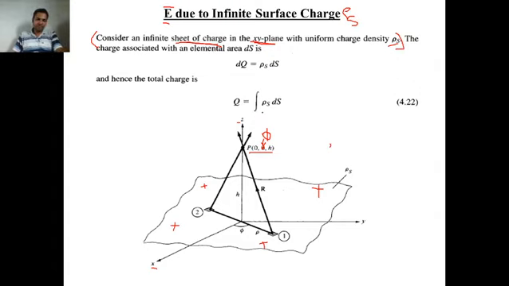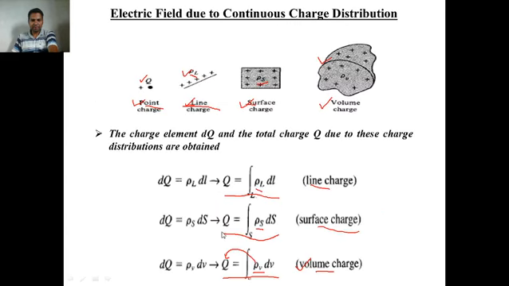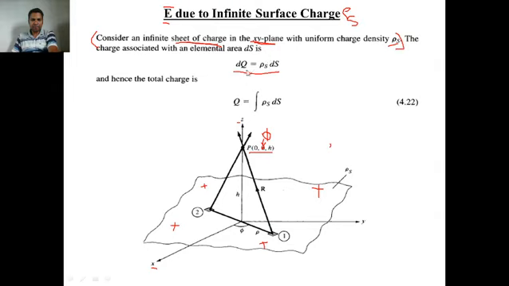Now step by step, dq you have to replace by rho s ds as mentioned earlier in this formula. If it is dq, then rho s ds. If you want to replace q, the total q, then the integration of rho s ds. So q is equal to integration rho s ds.